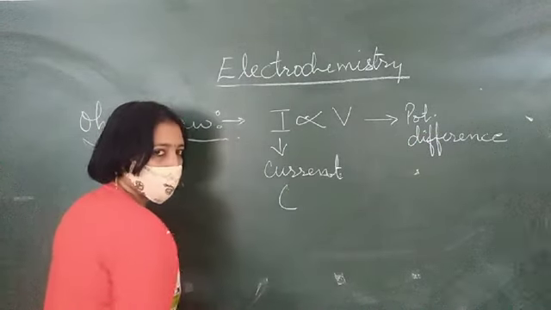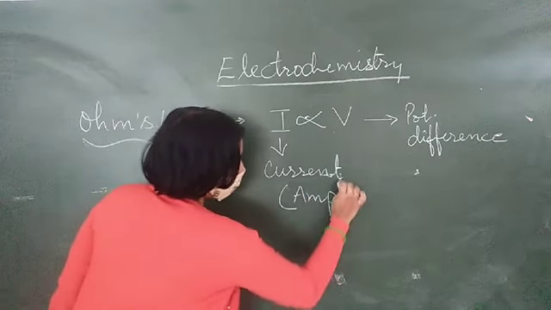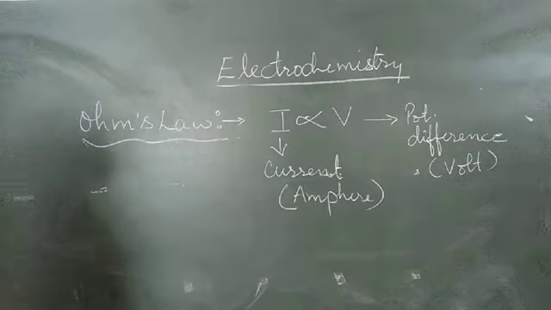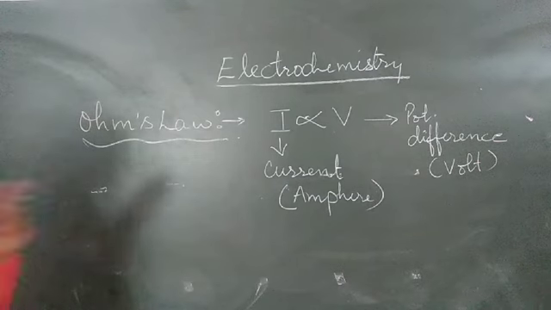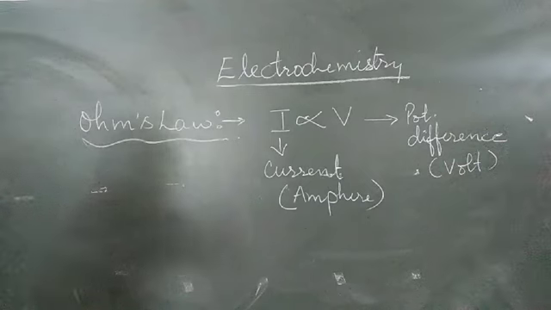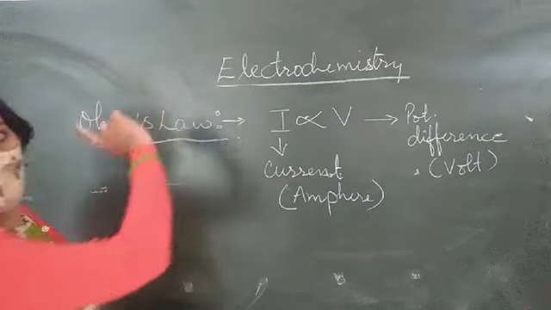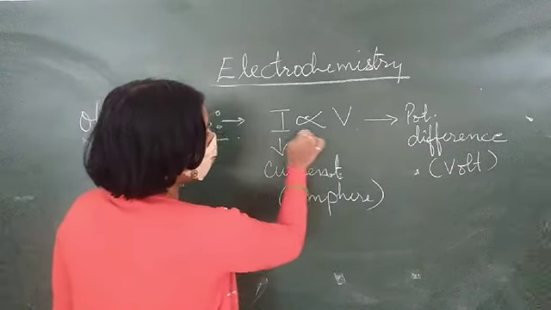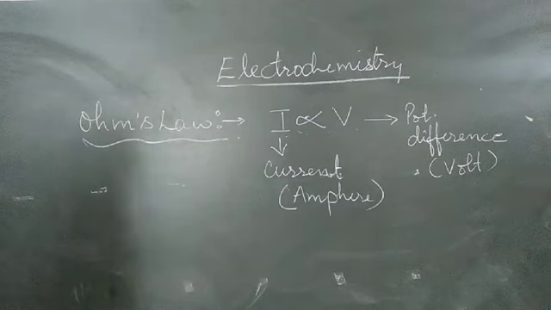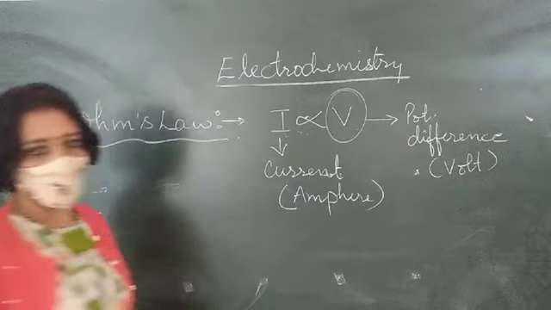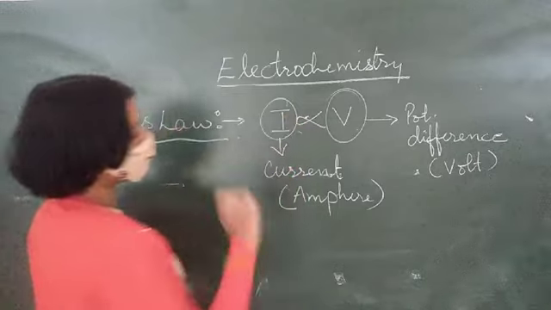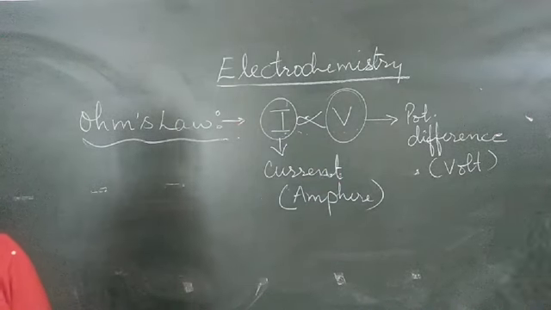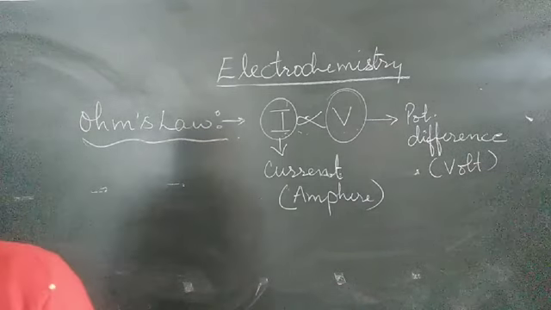What is the unit of current? Ampere. Ampere is the unit of current, and for potential difference, the unit is volt. Ohm's law is stated as: the current flowing through the conductor is directly proportional to the potential difference across it.